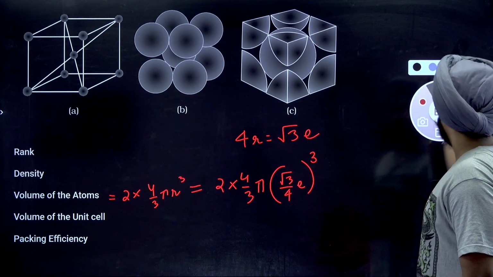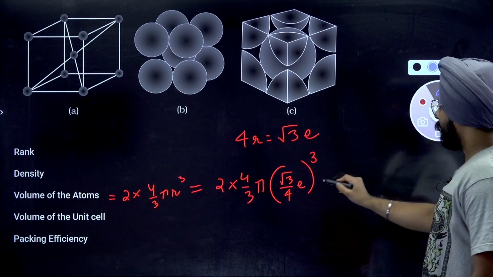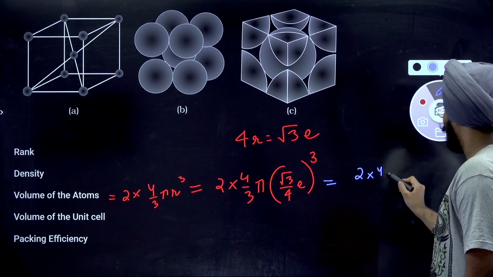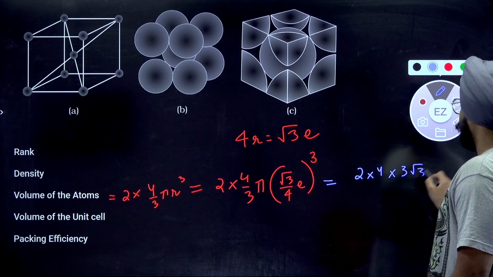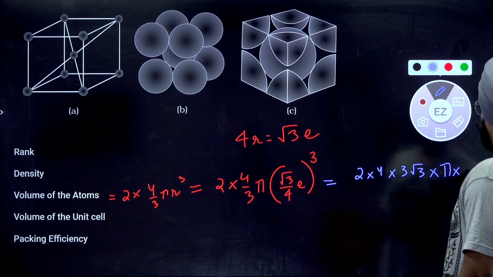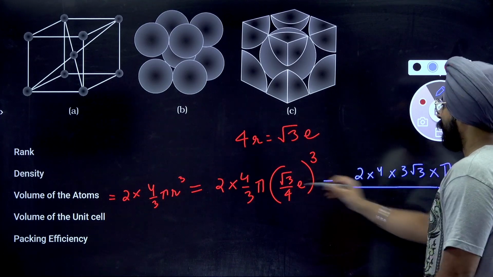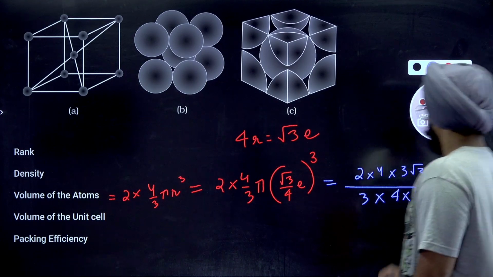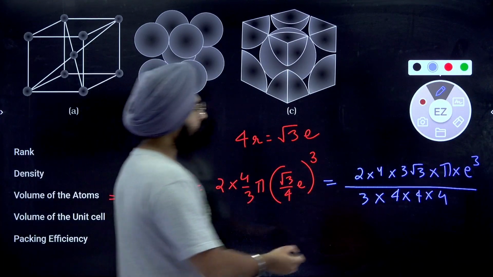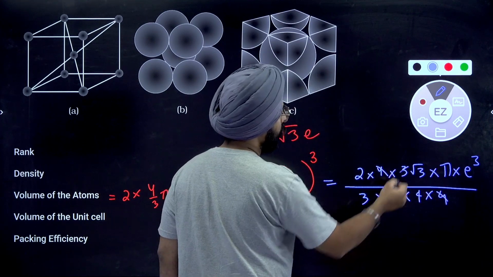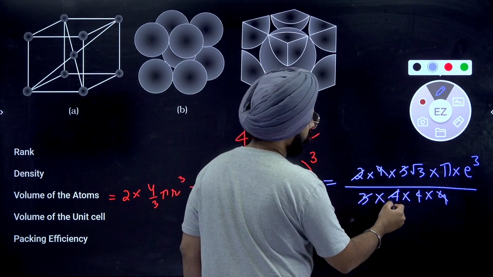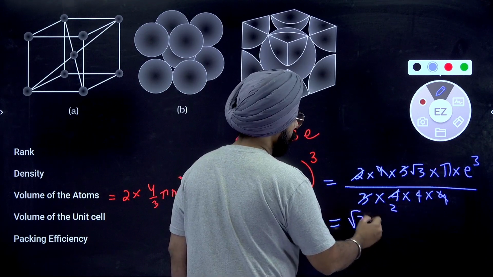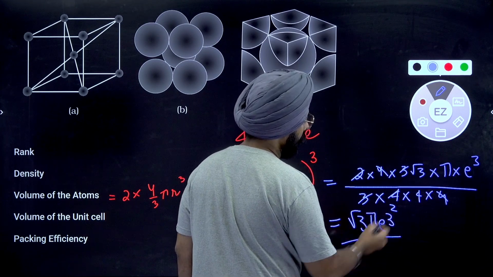ठीक है जी, तो इसको थोड़ा simplify करना तो कर लो. If you want to simplify this, let's do that. 2 into 4 into 3 root 3 into pi into E cube divided by 3 into 4 into 4 into 4. This is what's going on. Just to simplify things, 4 and 4 will cancel out, 3 and 3 will cancel out. This is 2, and 2 into 4 is 8. So this comes out to be root 3 pi E cube by 8.